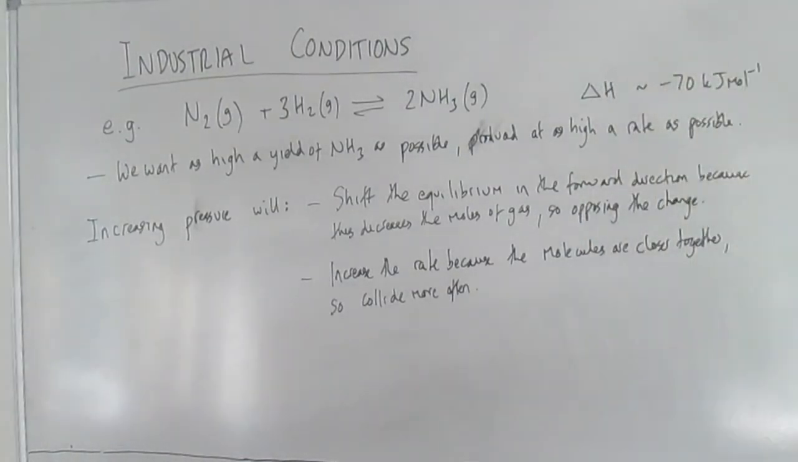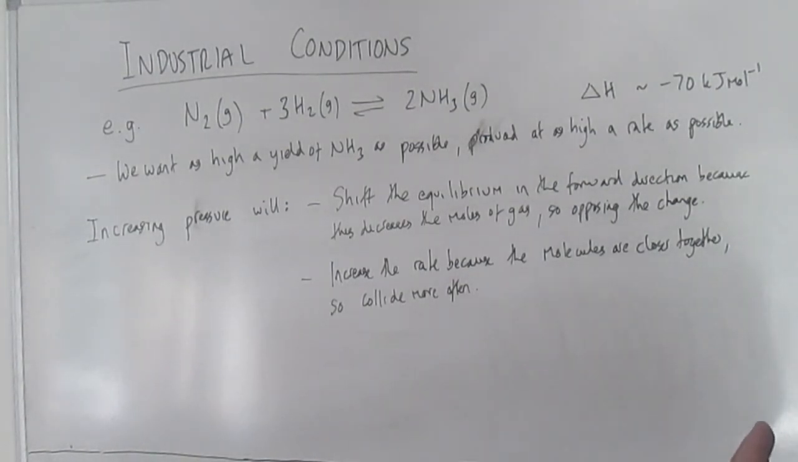So you might think, okay, let's go for as high a pressure as we possibly can, because that's going to give us a fantastic yield and an incredibly high rate. But of course it's not as simple as that in the real world, because high pressure comes at a cost. To some extent, in terms of running costs, it obviously requires fuels to power the machines that will compress the gases. But actually the biggest cost is constructing the plant.